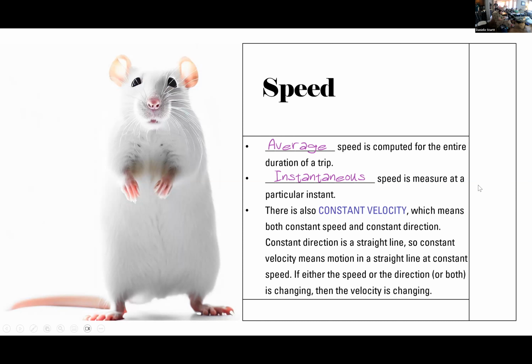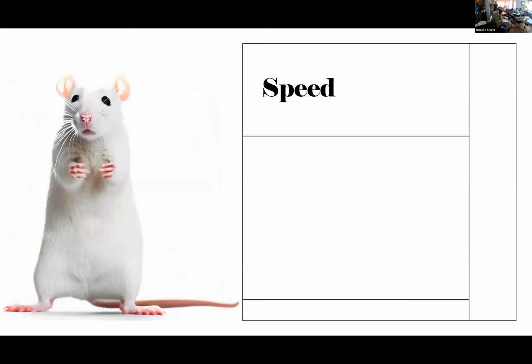There's also constant velocity. This means both a constant speed and a constant direction. Constant direction is a straight line. So constant velocity means motion in a straight line at a constant speed. If either the speed or the direction or both change, then the velocity is changing. So how do we do this?